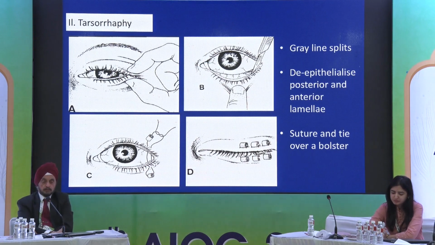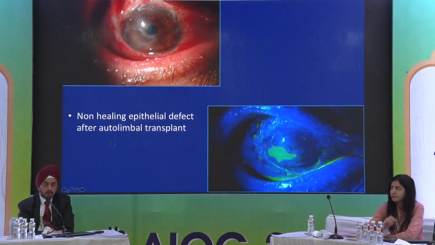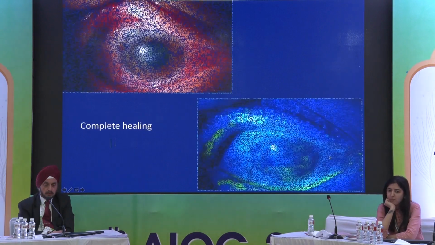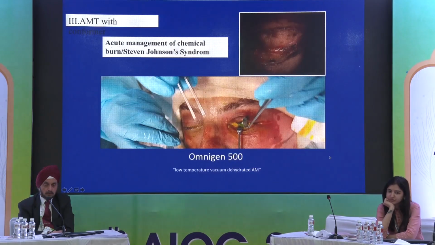The gold standard for neurotrophic keratopathy is tarsorrhaphy. So if nothing works, tarsorrhaphy will work. You can do a gray line split, de-epithelialize the posterior lamella, and suture. We like to always suture over a bolster so that it does not macerate the lids. This is a patient post stem cell transplant with a non-healing epithelial defect. We put in a tarsorrhaphy and it completely healed. Now, amniotic membrane can be used, like in this patient.